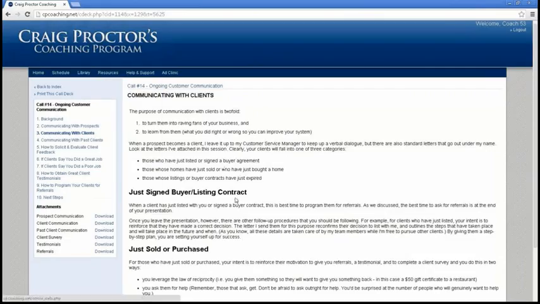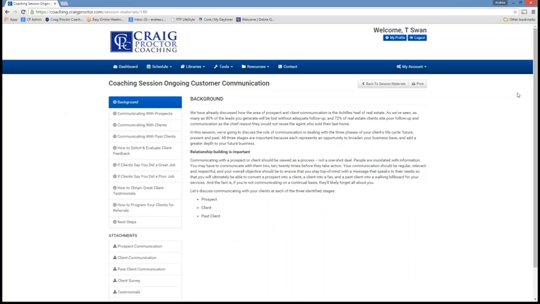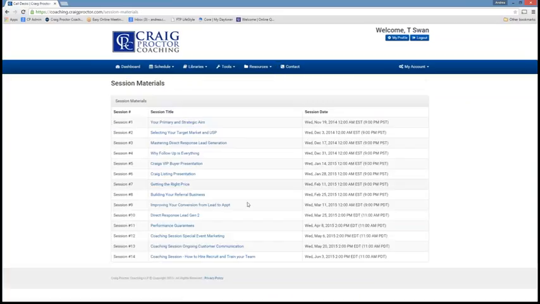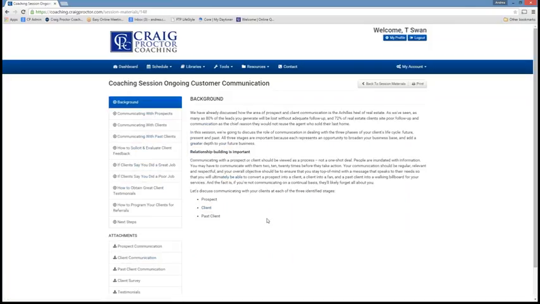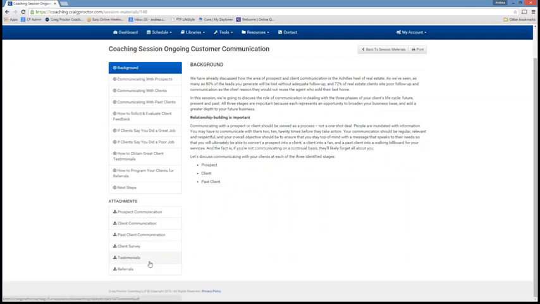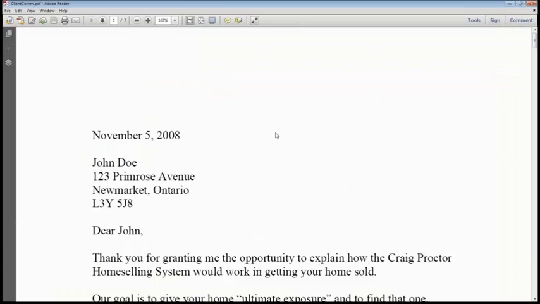And if you go to the coaching site, you know how to do that, right? Go to resources, and then click on call decks, and then go to today's coaching call, which is ongoing customer communication. You'll see the attachments in the bottom left-hand corner. I want us next to go to client communication. Okay, everybody click on client communication. Okay, we'll give everybody a minute to do that. There's a lot of you on the site right now, so it might take a bit.